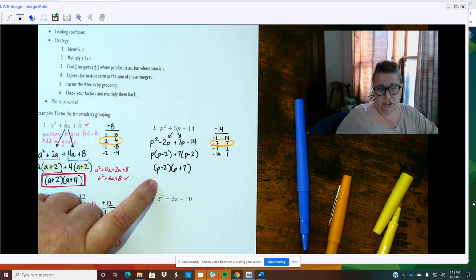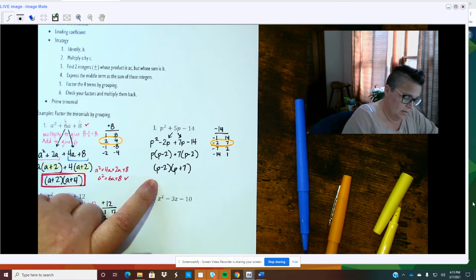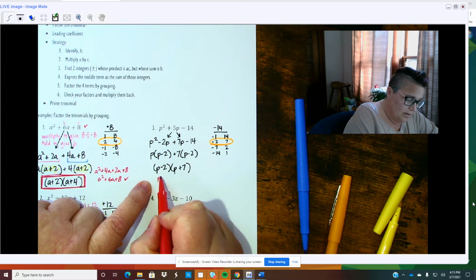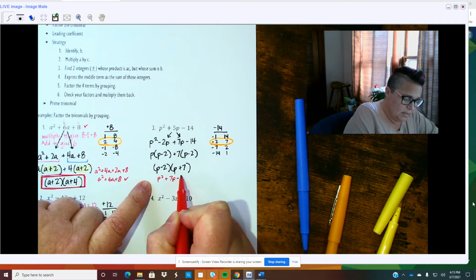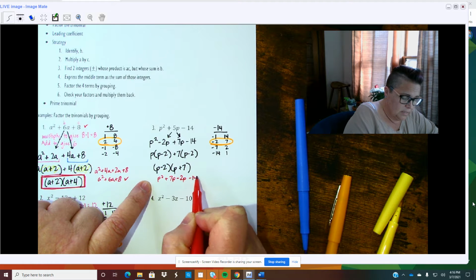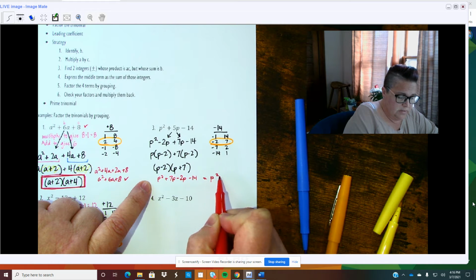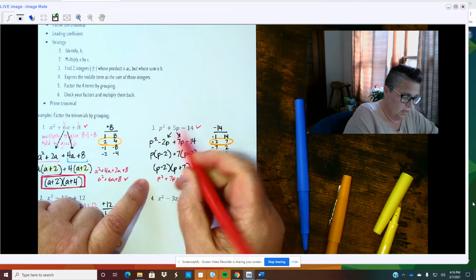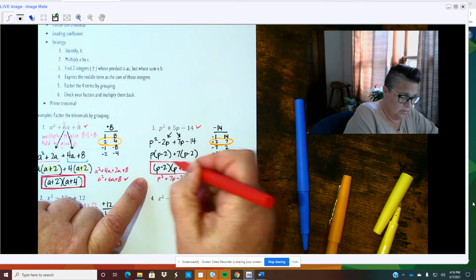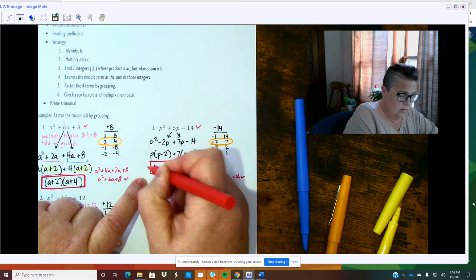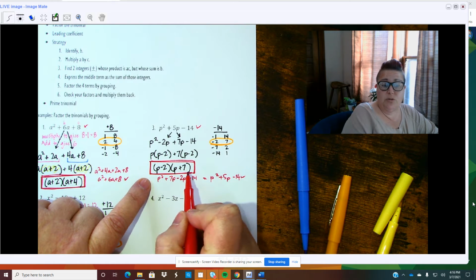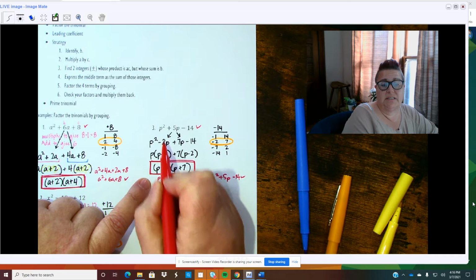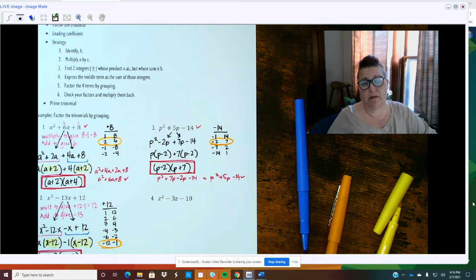If I'm unsure, I multiply back. That's p squared plus 7p minus 2p minus 14, which is p squared plus 5p minus 14. Check, check. This is the correct answer. P minus 2, p plus 7 is the factorization of p squared plus 5p minus 14, right?